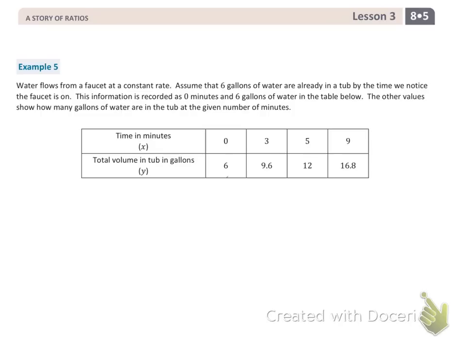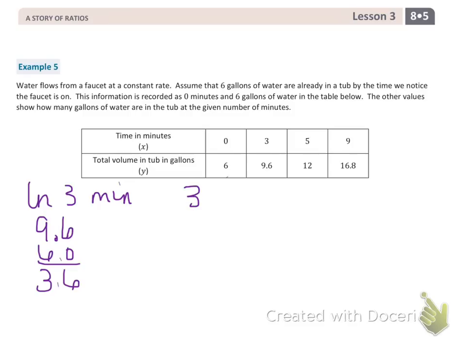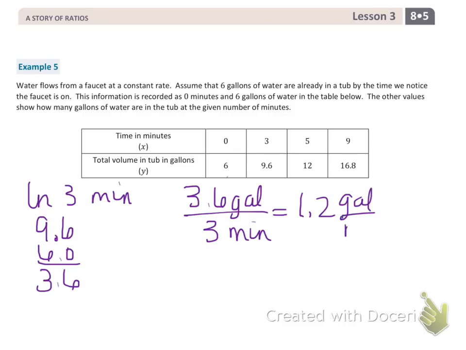Okay, so in order to find the rate that this water is flowing, we have to look at some of these points. So we can see here that between 0 and 3 minutes a certain amount of water flowed. So in 3 minutes, we had this much. We had 9.6. It went from 6 up to 9.6. So if we subtract, we can see that 3.6 gallons of water flowed in 3 minutes. So we have 3.6 gallons in 3 minutes. So that's 1.2 gallons per minute.